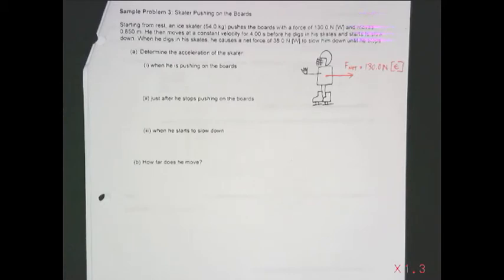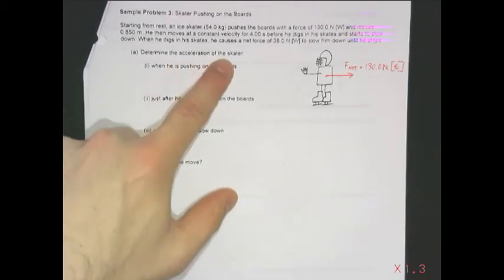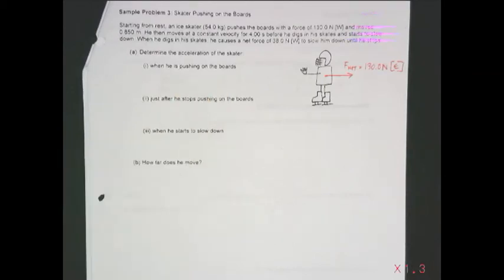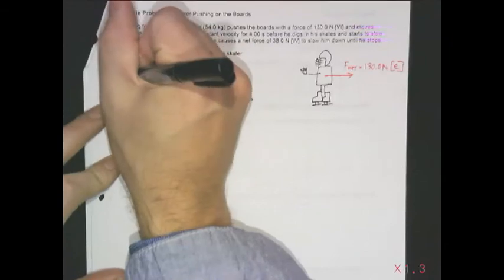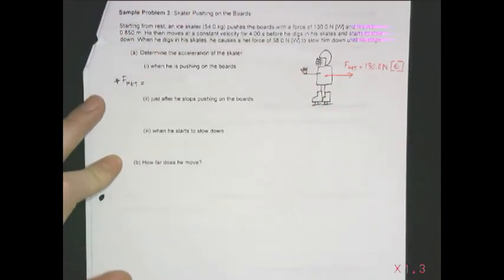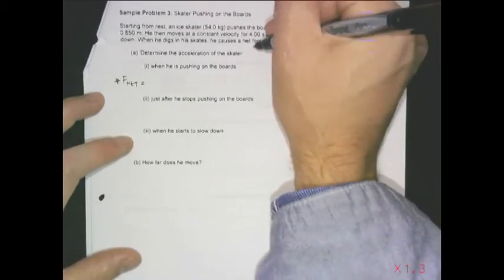And during that time, if there's a net force acting on this skater, then he should be accelerating. Let's determine the acceleration of the skater when he is pushing on the boards. In order to do so, let's take the same 2 steps that we've been doing. Number 1, list all of the forces acting on this object. How many forces are acting on this object? Look at our free body diagram. Let's make east positive.